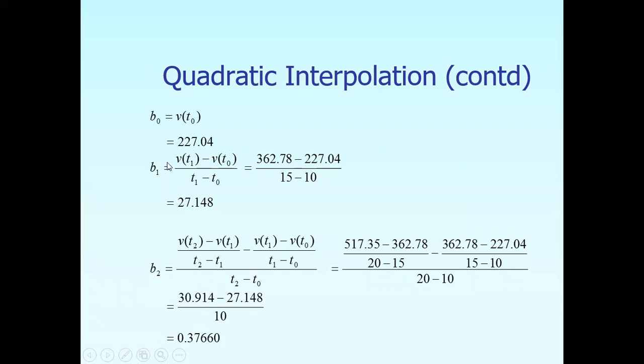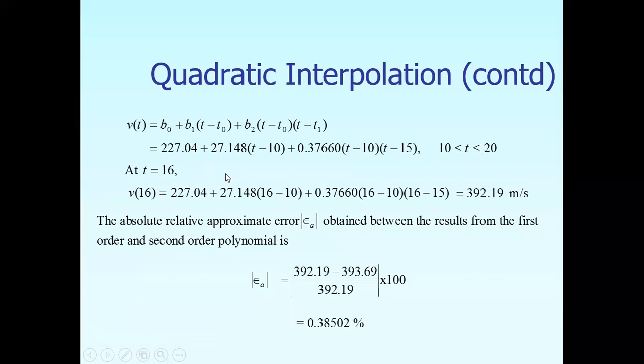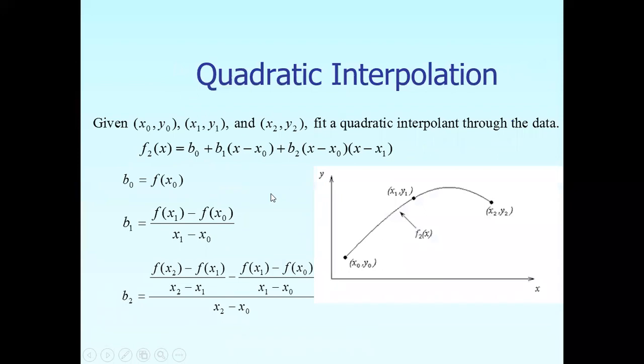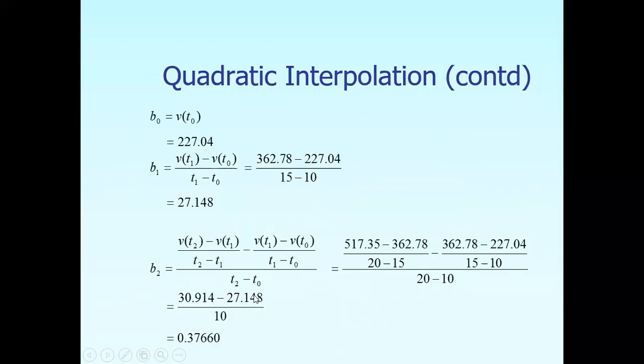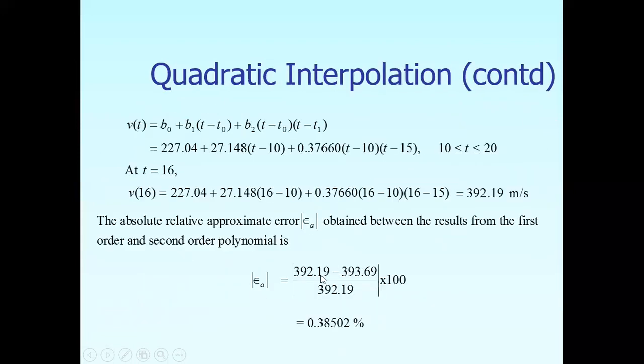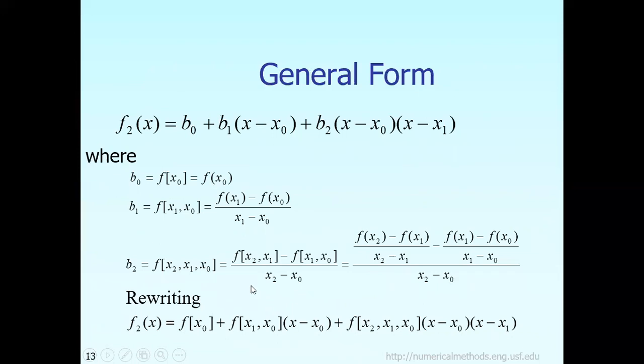Put the values of b0, b1 and b2 in that equation and find the value of velocity at t is equal to 16. That is 392.19. In the first method it was 393.69. Compared with 392.19, the relative error is 0.38%.